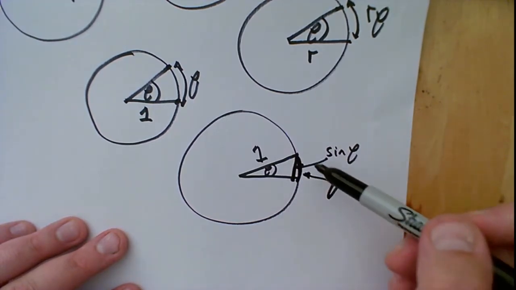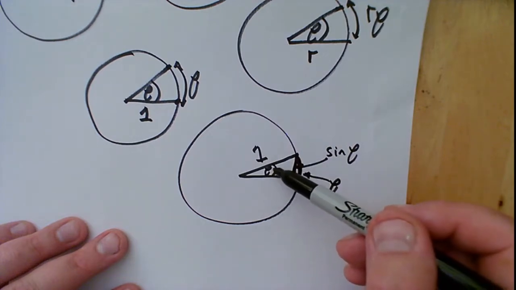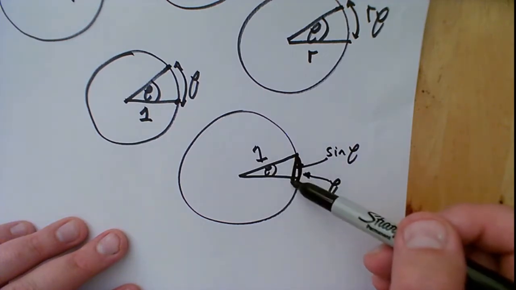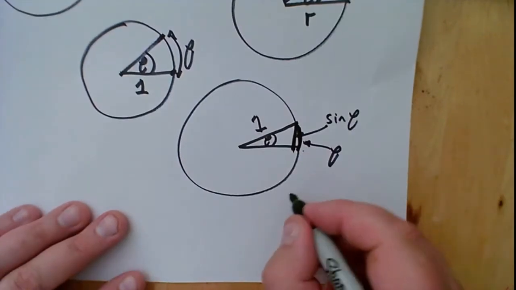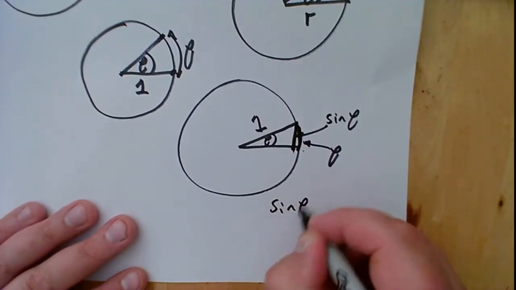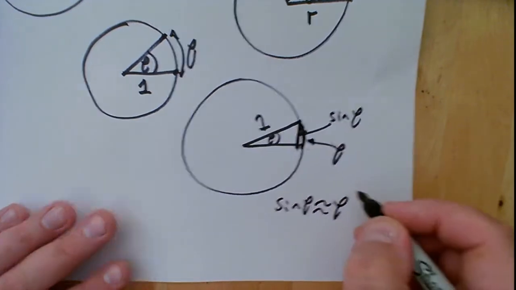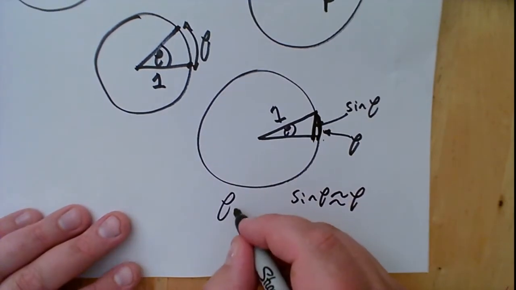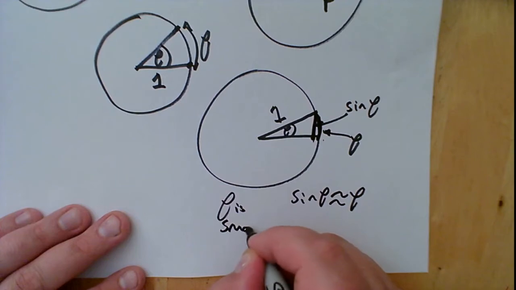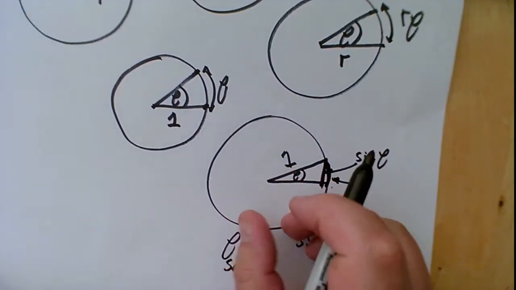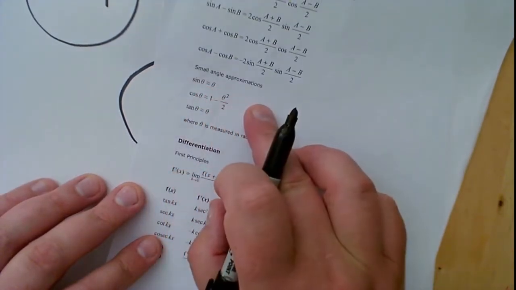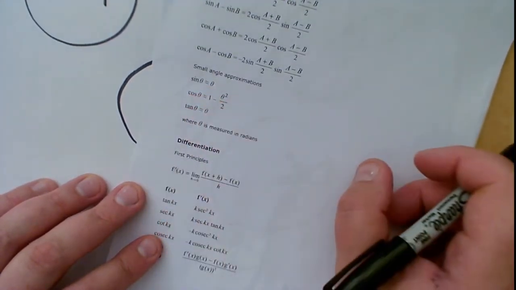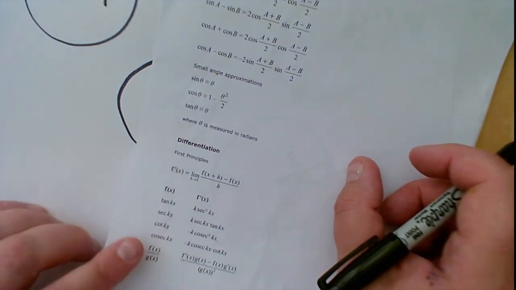All right, so you can see, can't you, that when theta starts to get really small, this line that's dropped down, which is sine theta, gets very close to the actual arc length theta. In other words, we have this great result that says sine theta is approximately theta when theta is small. Now, you don't even need to remember that, because in here it says small angle approximations, sine theta is equal to theta. So that's why that's happening.